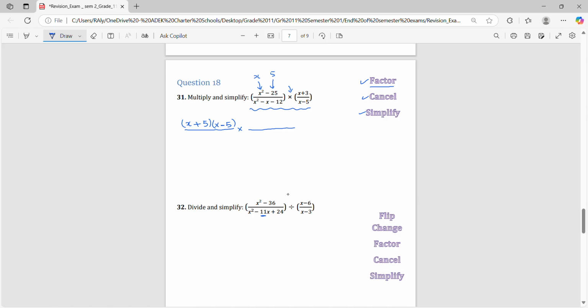Then go to the denominator. This is a quadratic trinomial, which we can factorize as 2 brackets or 2 factors. x squared is x times x, no problem to write these 2 factors. Then go to 12. Think about two numbers that multiply to give you 12. I think I have 3 options: 1 times 12, 2 times 6, and 3 times 4. All these give me 12.